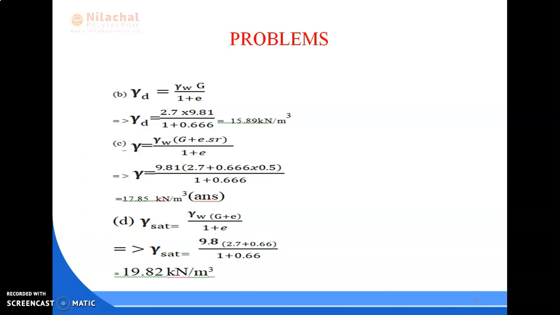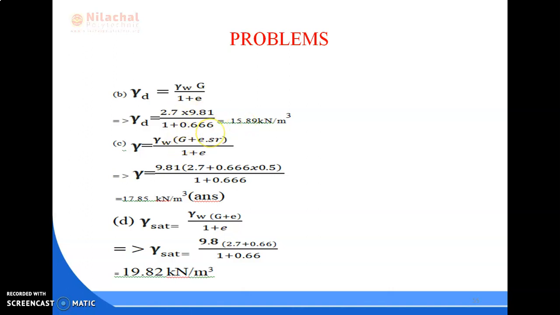Then part B. Part B is dry unit weight gamma d. So gamma d equal to, we know this relation, G gamma w by 1 plus e. Everything is given. So G value is 2.77 into gamma w value is fixed. If it is given in the question, it's okay. Otherwise, if not given in the question, we have to put its value. The value is fixed, 9.81 kilonewton per meter cube. So we write here 9.81 divided by 1 plus the e value 0.666 equal to, the answer will be 15.89 kilonewton per meter cube.